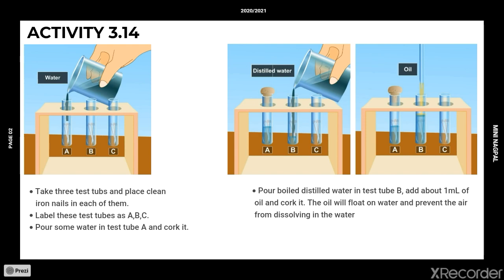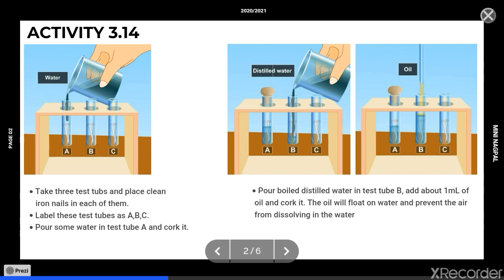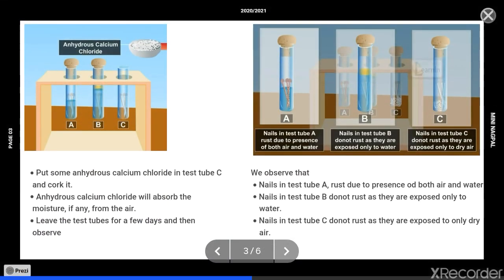Now in test tube C, we are going to put calcium chloride. Now, as you can see in the first picture, we are pouring calcium chloride in test tube C and we cork it. Now, the purpose of anhydrous calcium chloride is that it will absorb all the moisture present in the air in the test tube.